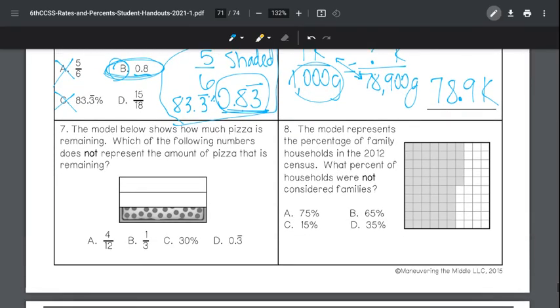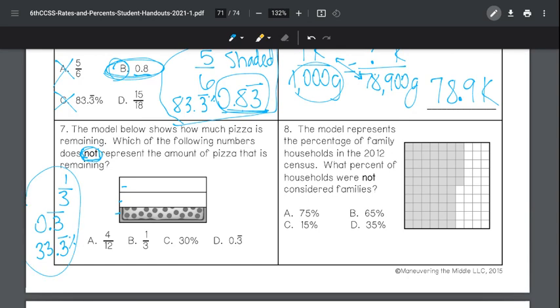Number 7, the model below shows how much pizza is remaining. It looks like 1 out of 3 sections of pizza are remaining. Which of the following numbers does not represent the amount of pizza that is remaining? So let me figure out all the things that 1/3 is. If you do 1 divided by 3 in your calculator, you get 0.3 repeating as a decimal. Percent is 33.3 repeating percent. So we want to find the one thing that does not equal any of these things.